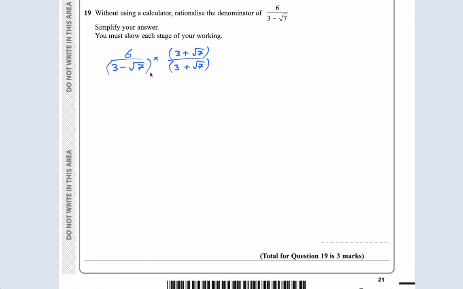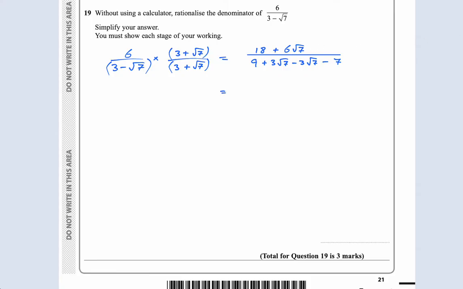Now I'm going to put a bracket around here. Okay, now you multiply the numerator. You do 6 times 3 is 18, and you do 6 times root 7 is 6 root 7, and you leave that like that. Then the denominator, you have to do this the long way. You do 3 times 3 is 9. 3 times root 7 is plus 3 root 7. Negative root 7 times 3 is minus 3 root 7. And then minus root 7 times root 7 is going to be minus 7.